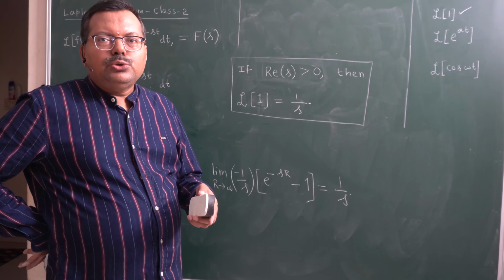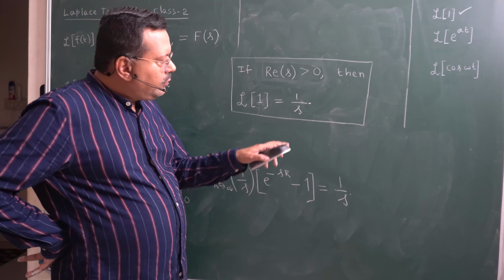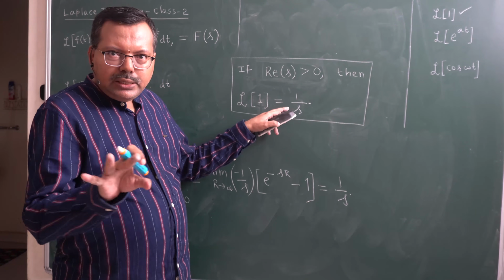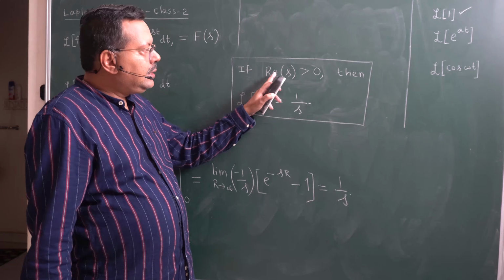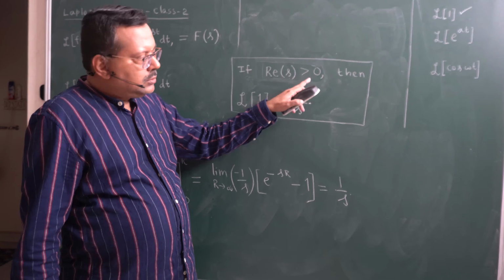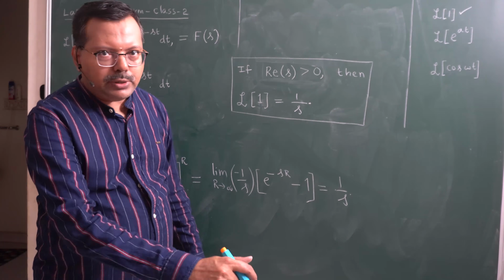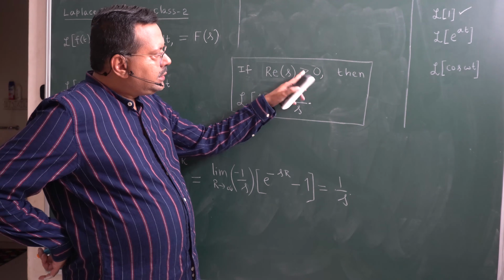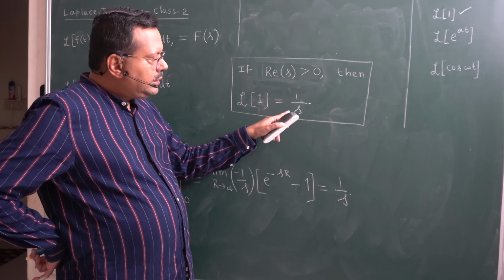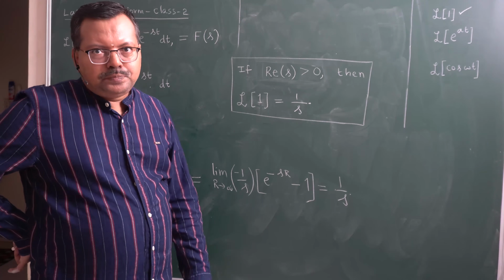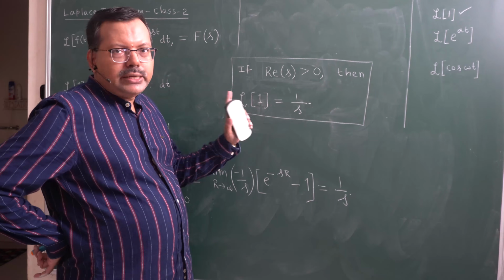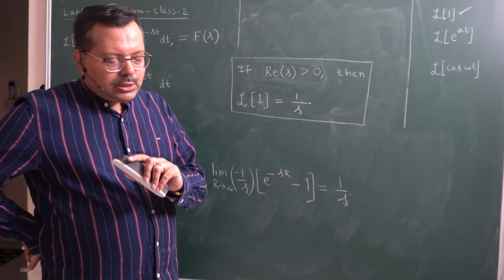Analysis means you think and analyze when the quantity 1 by s is valid, when it is invalid. 1 by s is completely invalid if the real part of s is equal to 0, also invalid. It should be greater than 0. That's the point. In case it is negative, also invalid. So provided this condition is there, only then this Laplace transform exists. In all other cases, the Laplace transform does not exist for this one here. Like this, the conclusion comes.